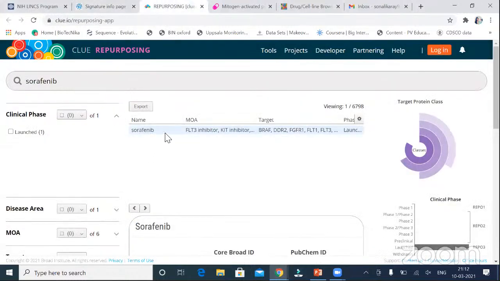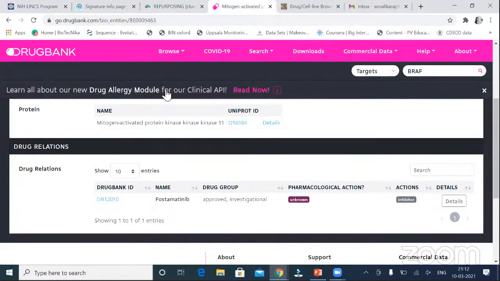I actually wanted to share the screen and show how wonderful this repurposing tool is. So if I look for the drug sorafenib and try to look at the target, say I look for the BRAF target, I could easily take that target into DrugBank and look for other drug relations. If I look for BRAF itself, I get a drug named fostamatinib, which could be used as a potent drug, again effective for the sorafenib-resistant cell line. So this way we could get a good list of drugs.